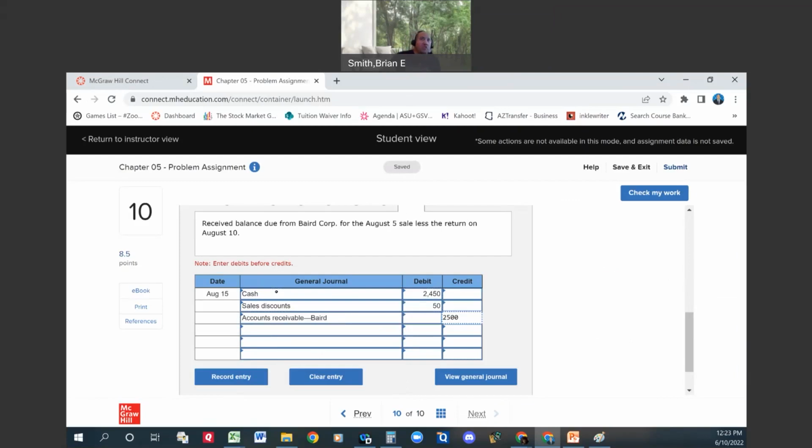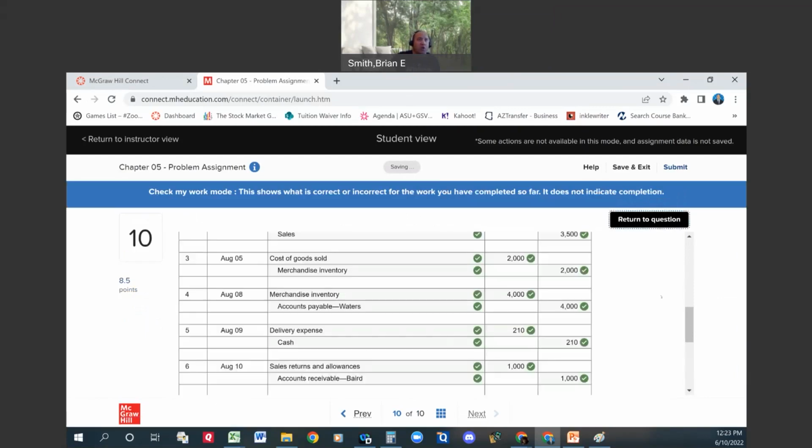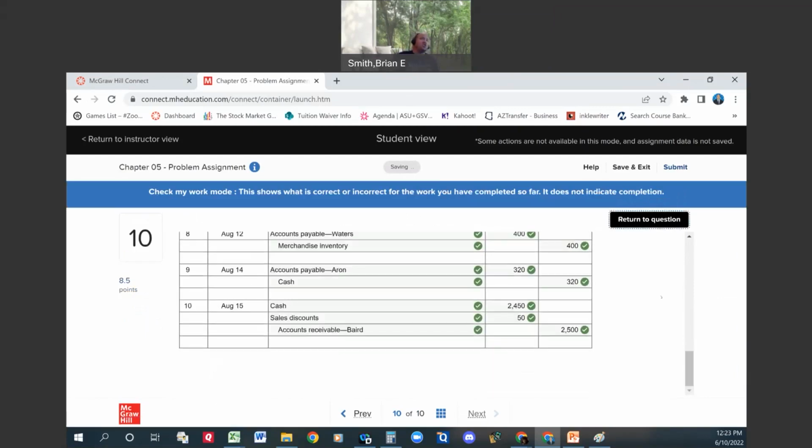All right, so now I'm going to check my work and see how we're doing on all these journal entries, see if I screwed anything up. Okay, looks like we're doing good. It's not complete, but we're doing really good, okay? So that should get you started. You only got like 6 more transactions to do.